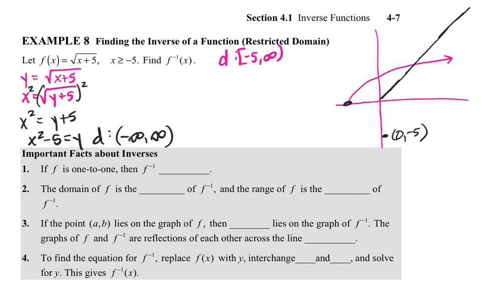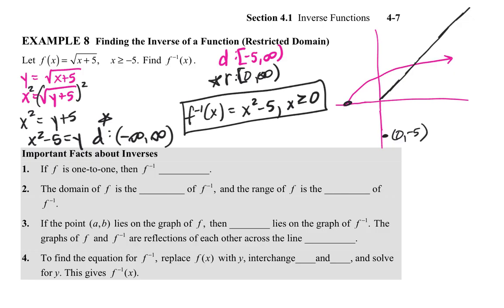Remember, the domain of one function is the range of the other. Well, the thing is, this one here, the lowest you're going is 0. So this range right here does not match this domain. Therefore, the inverse doesn't exist unless you define it. So you would have to say that the inverse is x squared minus 5 as long as x is greater than or equal to 0. That's the only way that inverse would exist. But just in general, it does not exist because the range does not match the domain of the inverse.